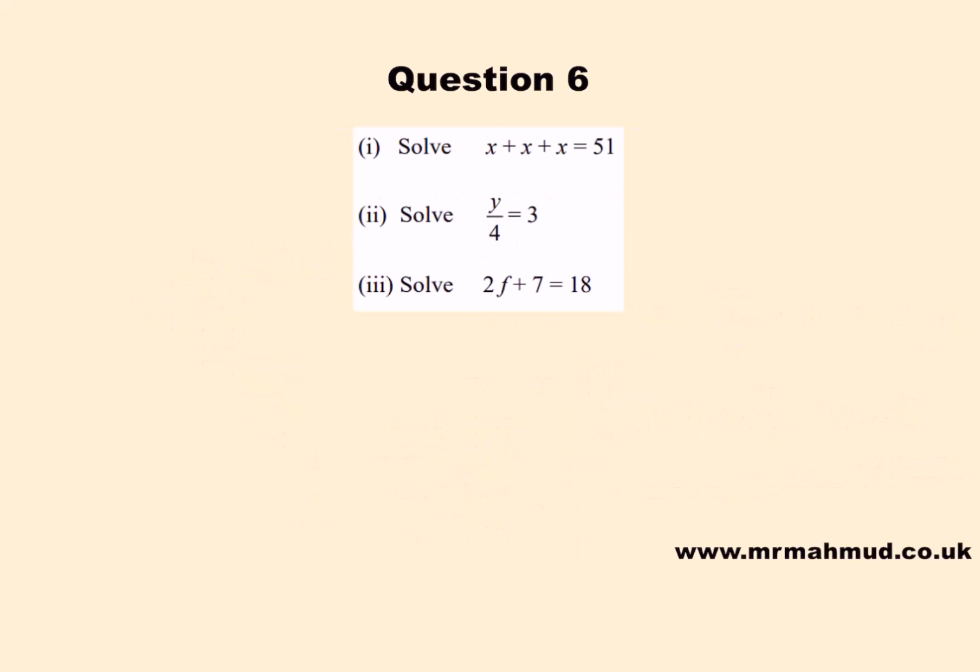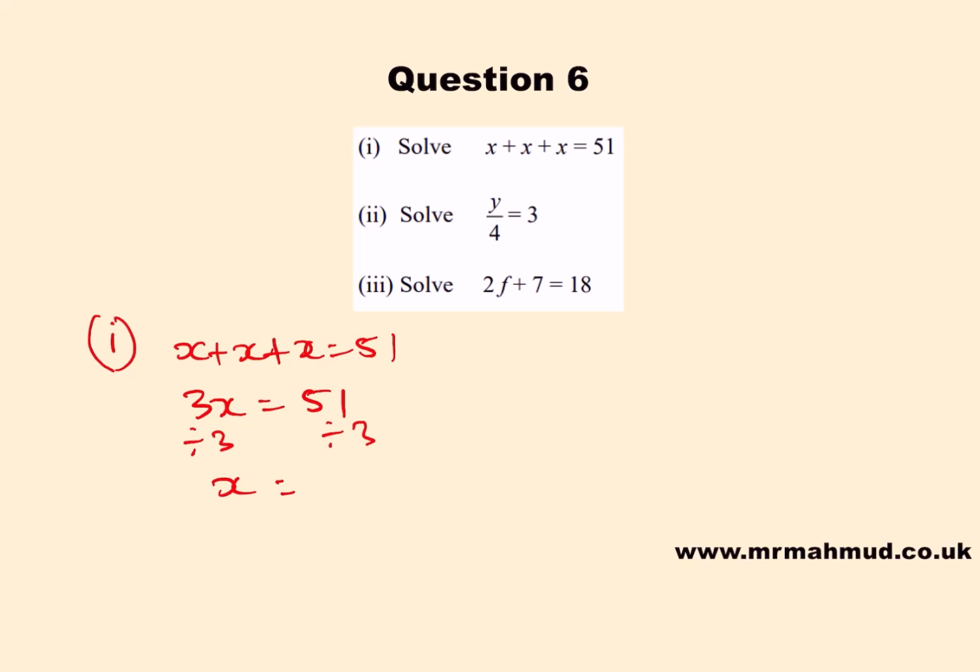Question 6, solving equations. Let's do the first one. That'll be x plus x plus x, which is 51. That'll be 3x is equal to 51. So divide by 3 both sides, x is equal to 17.